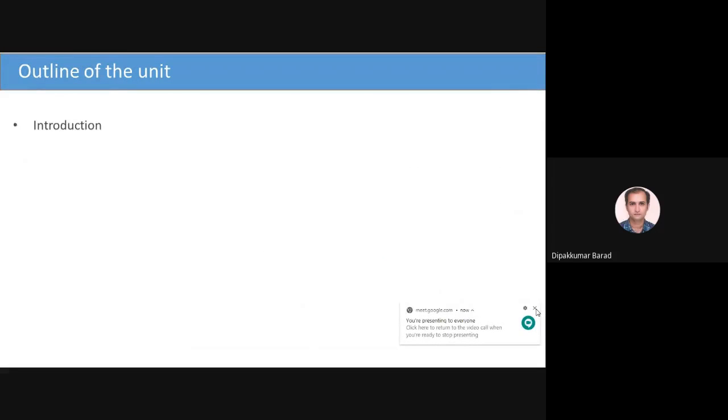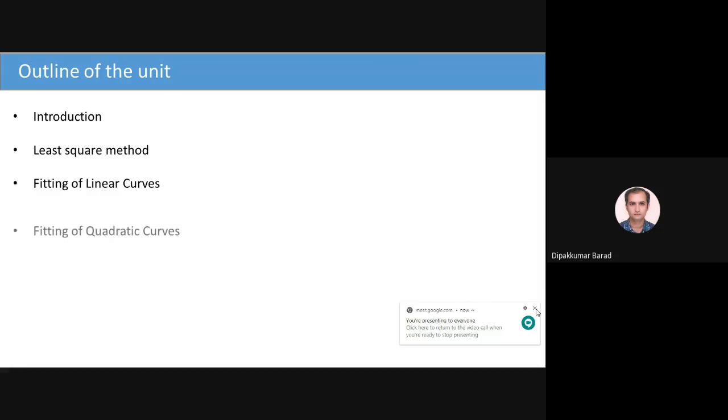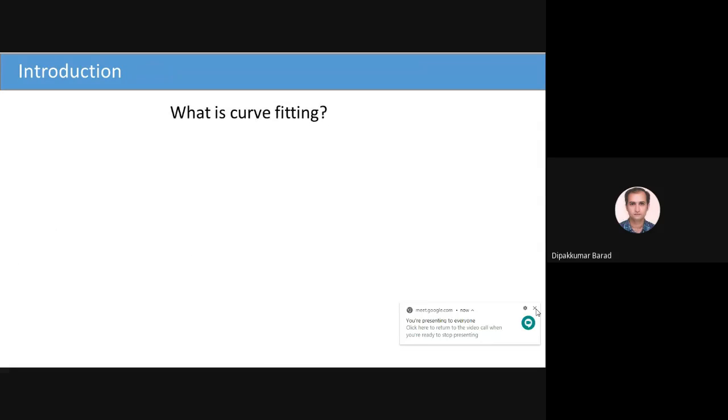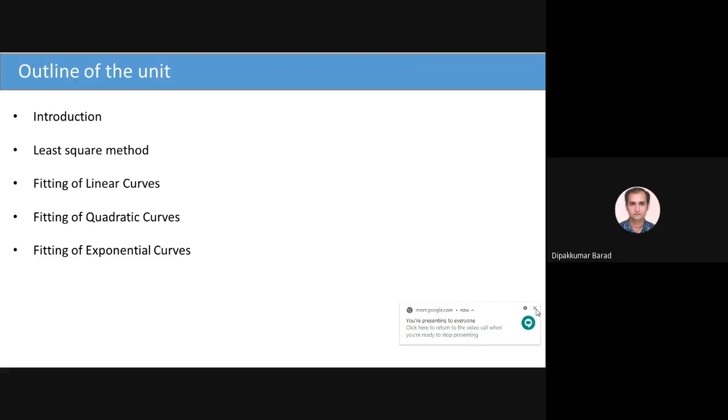First we are going to discuss the introduction, least square method, fitting of a linear curve, fitting of a quadratic curve, and fitting of an exponential curve. These are the outlines. In this chapter, we are going to discuss the least square method, linear curve, quadratic curve, and exponential curve. Mainly we are going to discuss linear and quadratic curves.